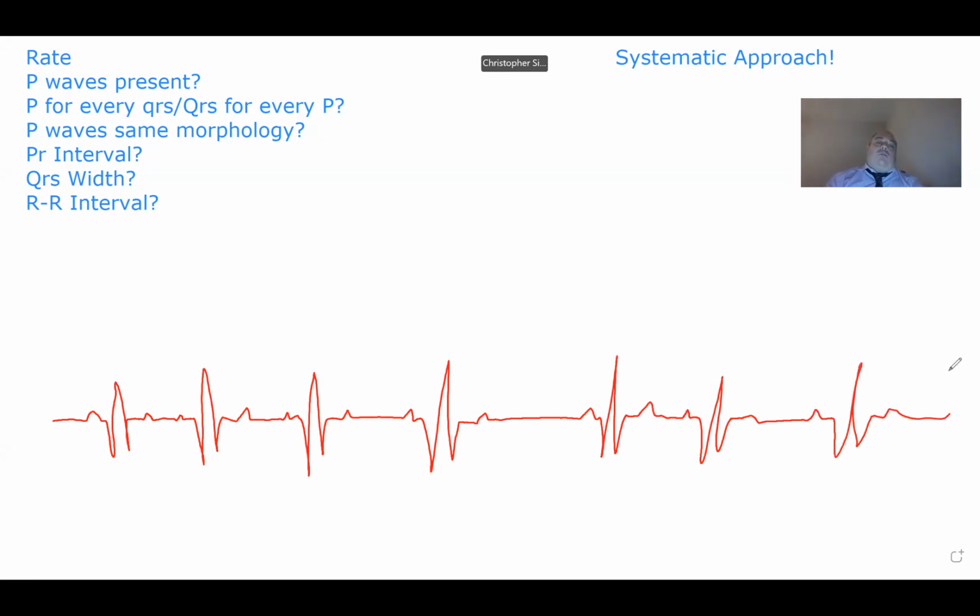All right, so let's ask ourselves these questions. Let's say, for the sake of argument, the rate is 90. It's probably more like 80, but we'll say 90. Are the P waves present? Yes, they are. Is there a P for every QRS? Yes, there is. The P waves have the same morphology. Let's pretend that they do. PR interval, let's say 3 small boxes. So what is that? 0.12. Let's say QRS width is 2 small boxes, 0.08.